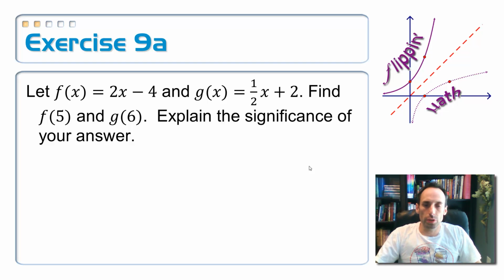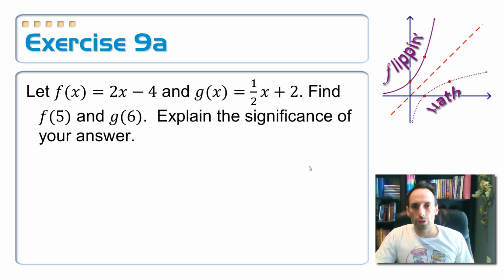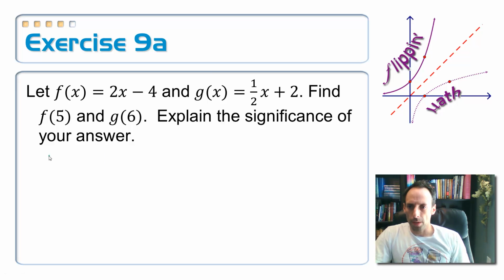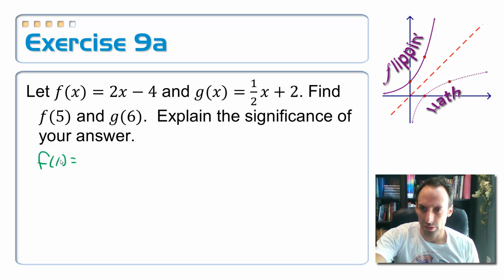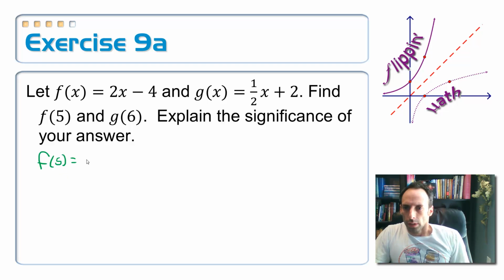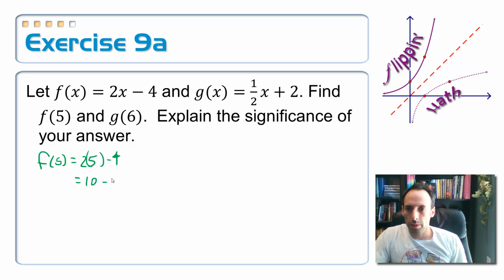Okay? So, in this exercise, we're going to let f of x equal 2x minus 4, g of x equal a half x plus 2, and let's just find these two function values, and then it says, explain the significance of your answer. Well, we'll just have to see what happens. Okay, so f of 5. 2 times 5 minus 4, that's what I want to calculate. I get 10 minus 4 is equal to 6, so this corresponds to the ordered pair (5, 6), right?